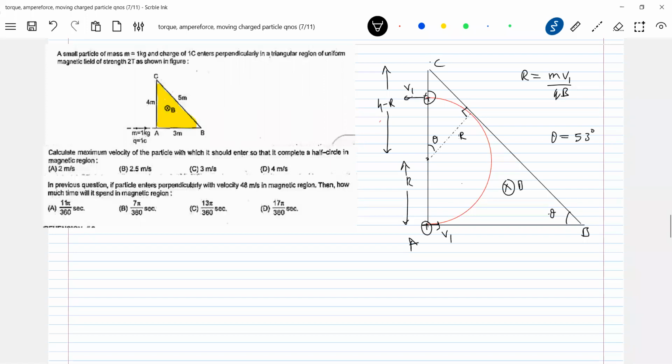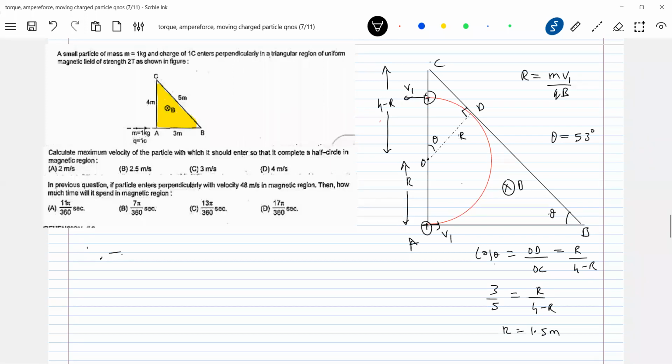Okay, now we know theta. So shall we take help of this triangle OCD? So cos theta is equal to, let me do calculation for this here only. So cos theta is equal to OD by OC. OD is what? R. And OC is what? 4 minus R. So this will be cos theta, this will be 3 by 5. So R equals 3/5 times (4 minus R), so I'll get R equal to 1.5 meter.